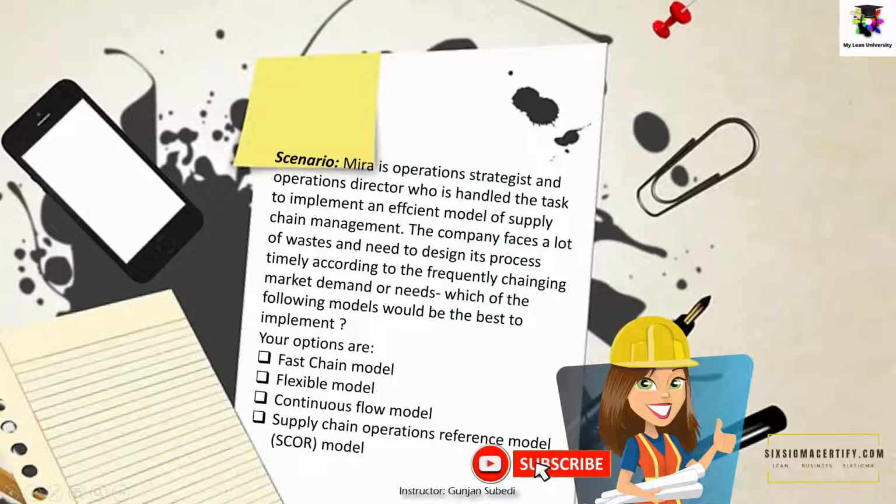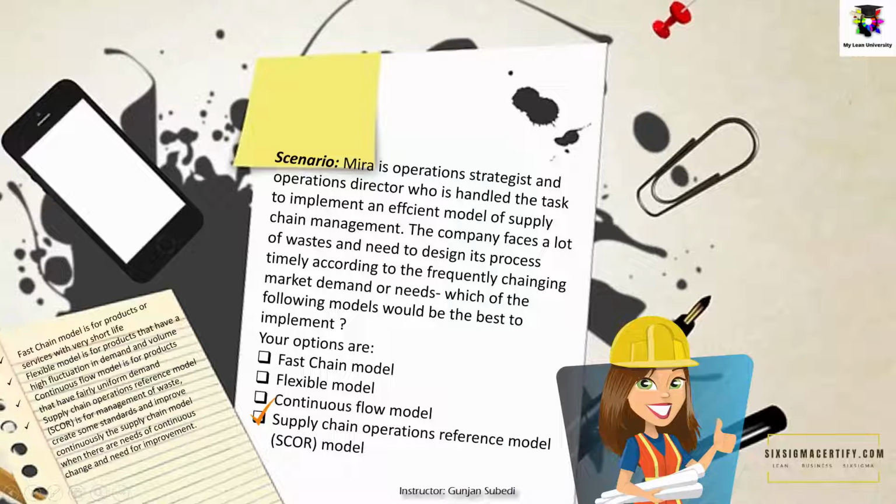Okay, the correct answer to this quiz is the supply chain operations reference model, or SCOR, because the fast chain model is for products or services with a very short life. The flexible model is for products that have high fluctuation in demand and volume. The continuous flow model is for products that have fairly uniform demand. And the SCOR model is for management of the waste, creating standards, and continuously improving supply chain management when there is a need for continuous change or improvement. So in this case, there is a need for continuous improvement because the market is changing continuously.